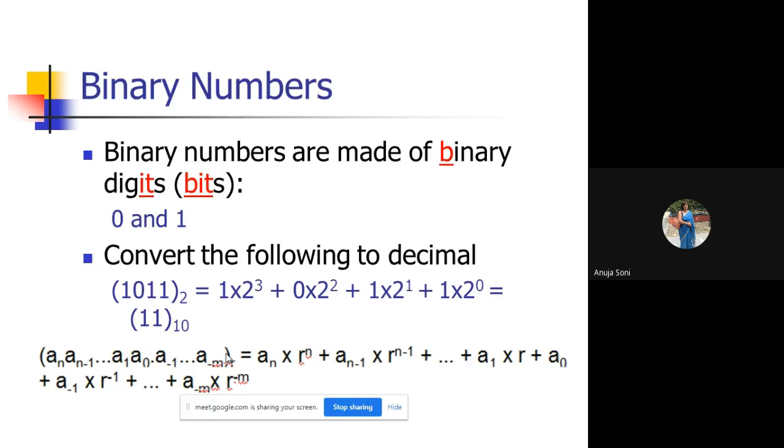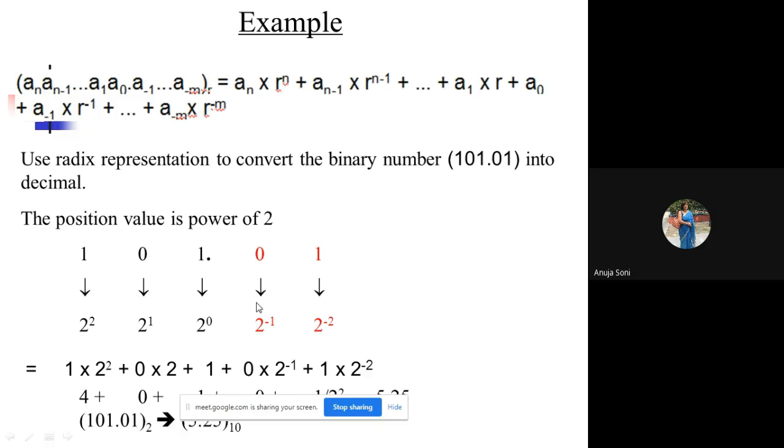These are only the notations. Again, I am repeating: regarding the fractional part, you have to use the negative power of r during the multiplication of the respective digits. But regarding your integral part, you have to go on increasing the power of r. r to the power 0, r to the power 1, and so on. This is the formula.